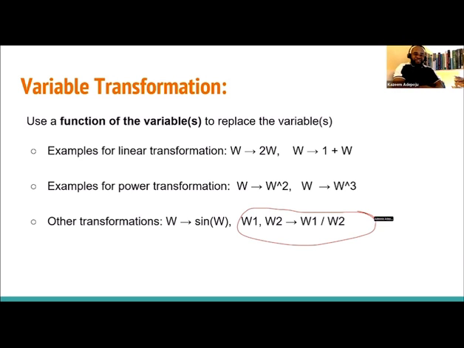That is order transformation. W1 divided by W2. That's what we're trying to do. That's what we're trying to apply. Okay? Take a look at that. That's exactly what we're doing right now.